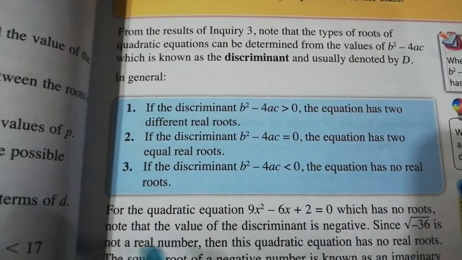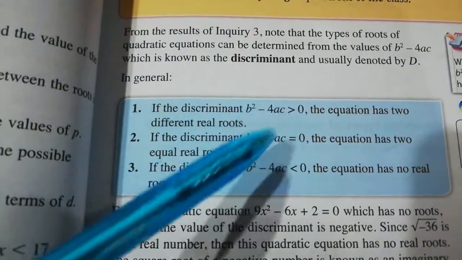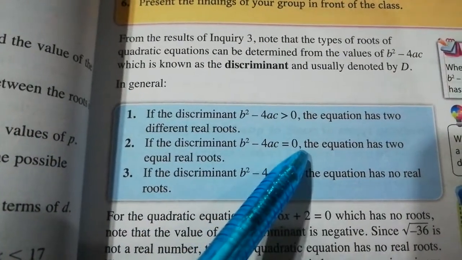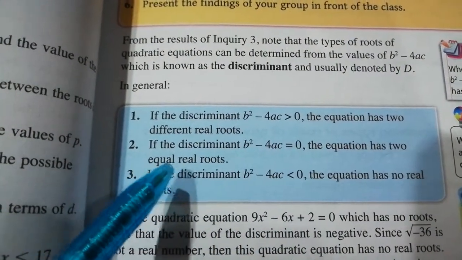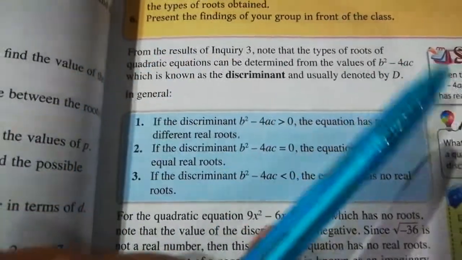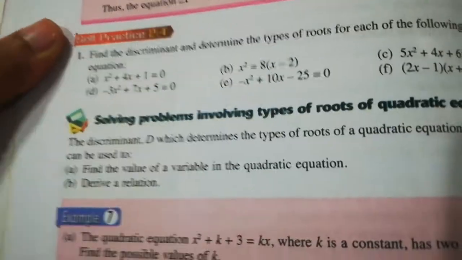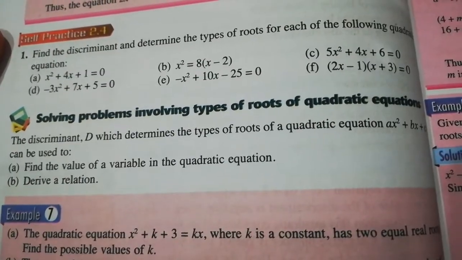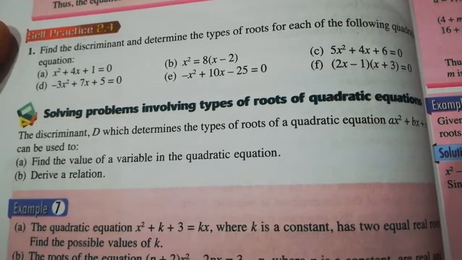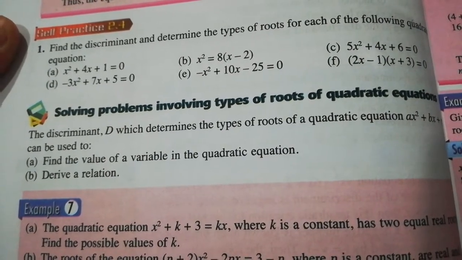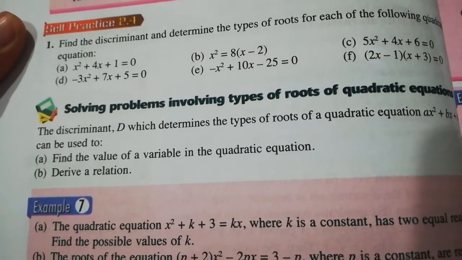no real root. We will use larger than 0 for two different real roots, equal to 0 for two equal real roots, and less than 0 for no real root. From this discriminant we can solve the problem. The discriminant can determine the type of root of the equation. We also can use this to find the value of a variable in a quadratic equation and derive the relation.